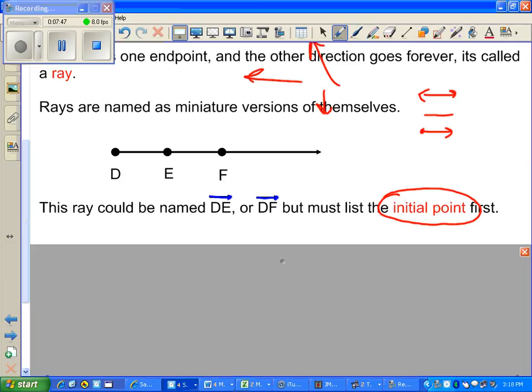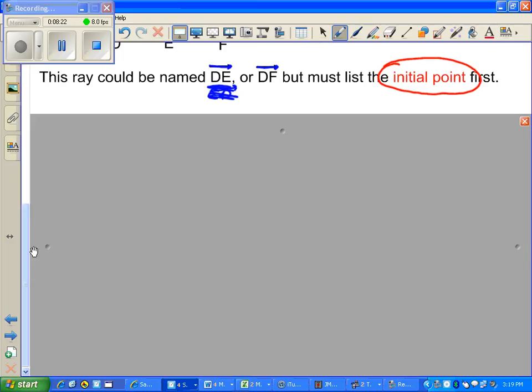Now the order does matter, because if I were to say ED, that would not work, because that would be a ray that starts at E and points towards D, and in this case, that ray doesn't exist, because the line stops right at D. So the order does matter. The initial point, which is the point where it starts, so in this case D, has to be the first point in your name. I could say EF, but then again I'd be talking about a different ray. I'd be talking about this red ray, which would not be the same as DF or DE.